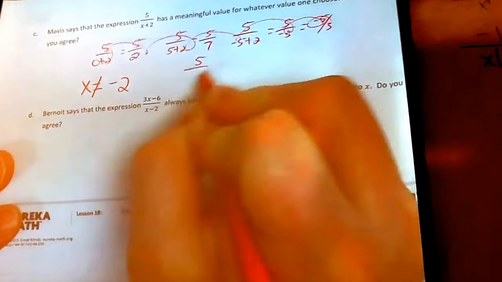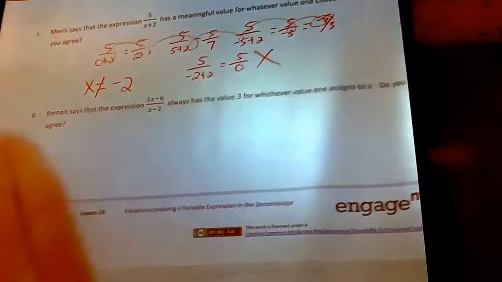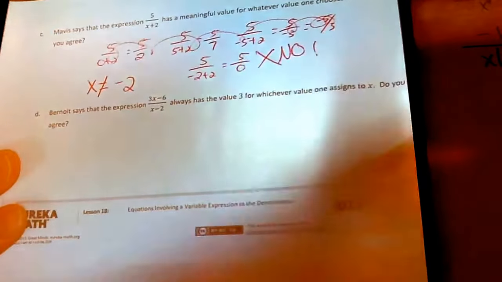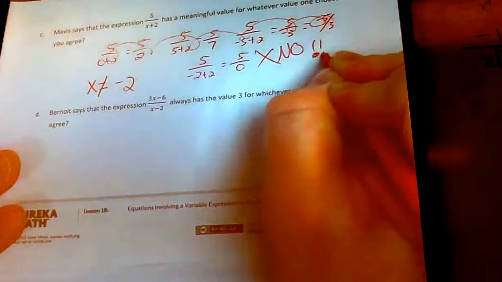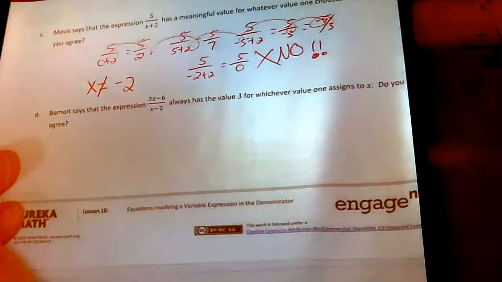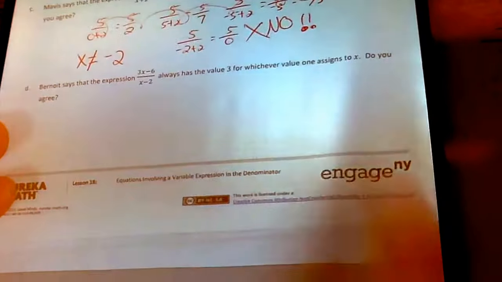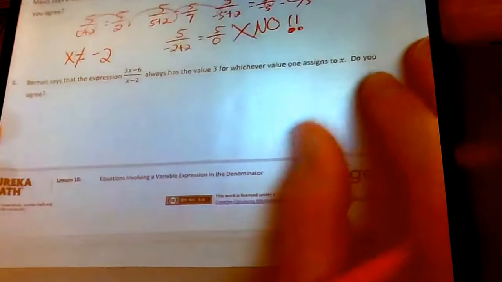x cannot equal negative 2. Because if you do 5 divided by negative 2 plus 2, that's 5 divided by 0, and you can't do that. So x cannot be negative 2 for that. Okay? So that means Mavis is wrong. Maybe she's not lying, she just made a mistake.